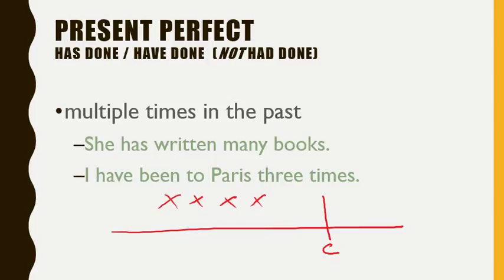So the sample sentence here says she has written many books. So many times in the past she has written books, and we don't know exactly when, so we'll say she has written. I have been to Paris. So if you just say I have been to Paris, that's about experience of going there. If you add 3 times, that means it's happened multiple times, so I can't specify exactly when that happened.